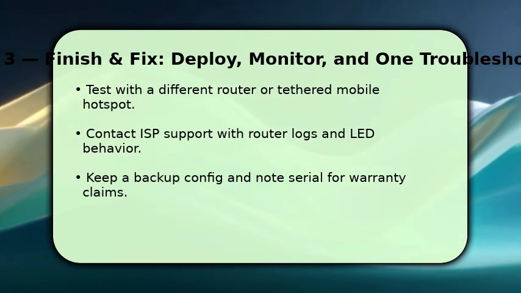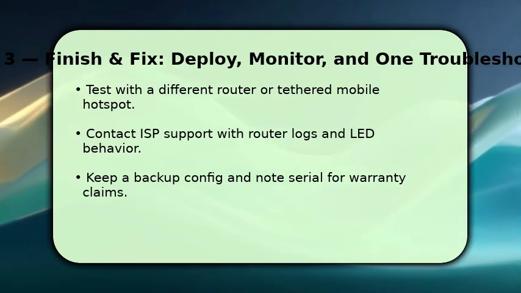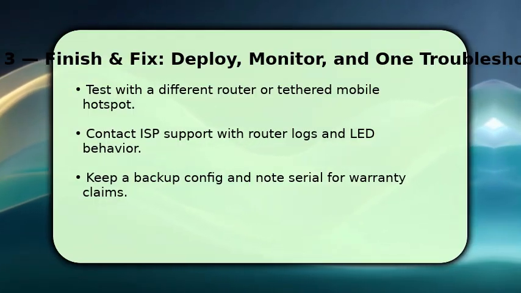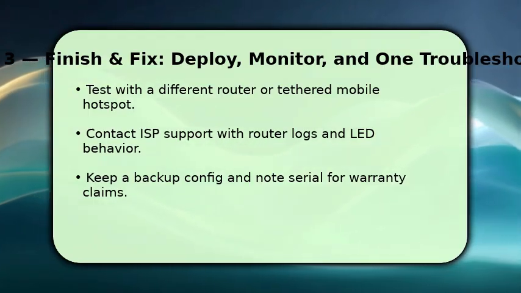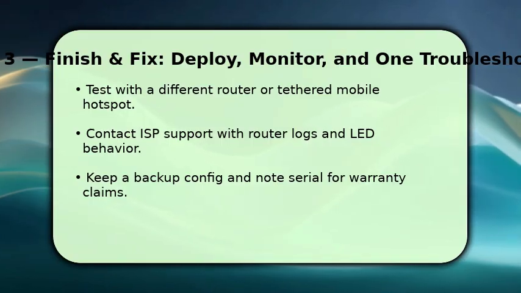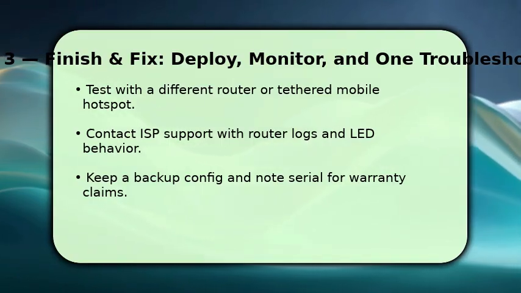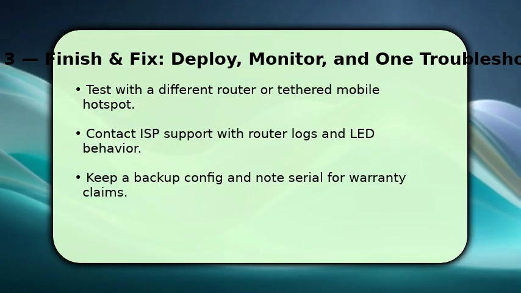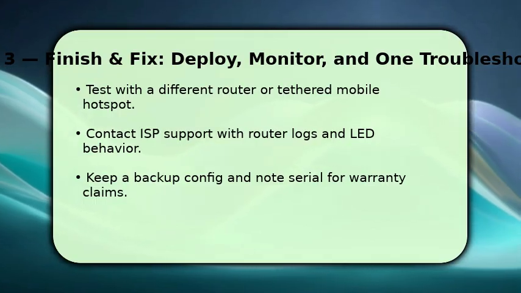Connect a different router or use a mobile hotspot to confirm whether the issue is your device or the ISP line. If the red light remains only on the original router, it's likely hardware. Document LED patterns and export logs if possible. Then contact your ISP or manufacturer, share the logs and serial number, and request a replacement or line check.